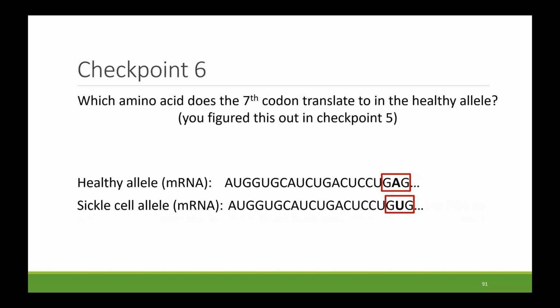So in this checkpoint, which amino acid does the 7th codon translate to in the healthy allele? You actually already figured this first part out in checkpoint 5. Look back at your answer for checkpoint 5 and see what you put for the 7th and final amino acid. The 7th codon is the one affected by the mutation. And then tell me what this 7th codon translates to in the sickle cell allele. Sickle cell allele is GUG instead of GAG. How does that change things? I'm going to put the codon table up on the next slide so that you can pause it there and solve that.